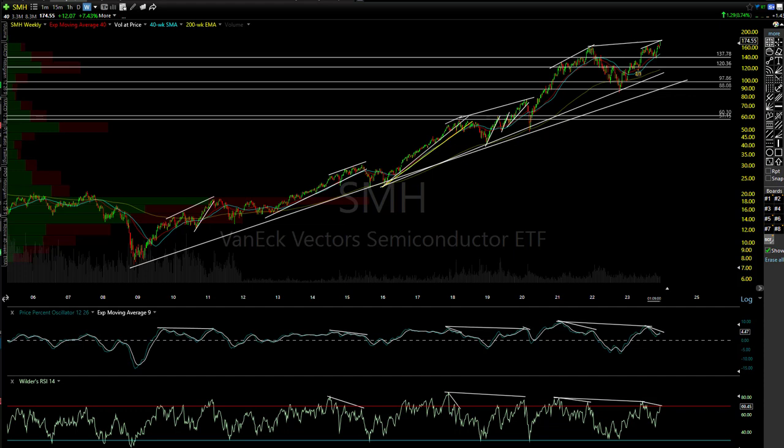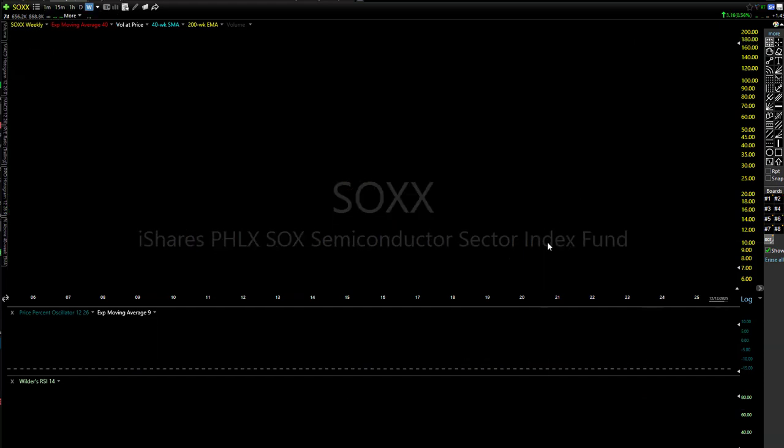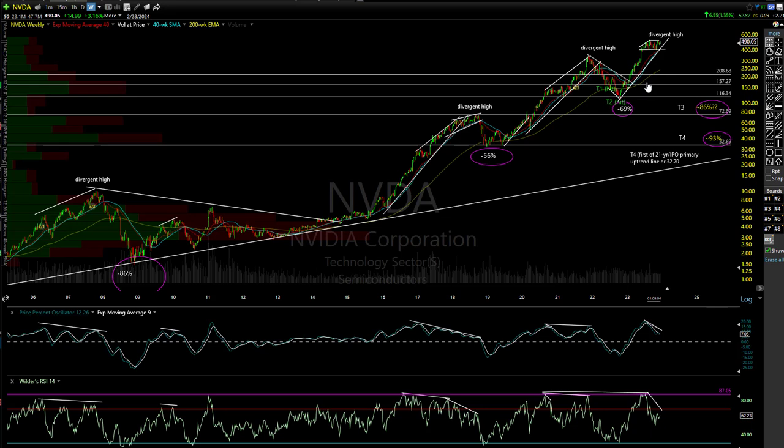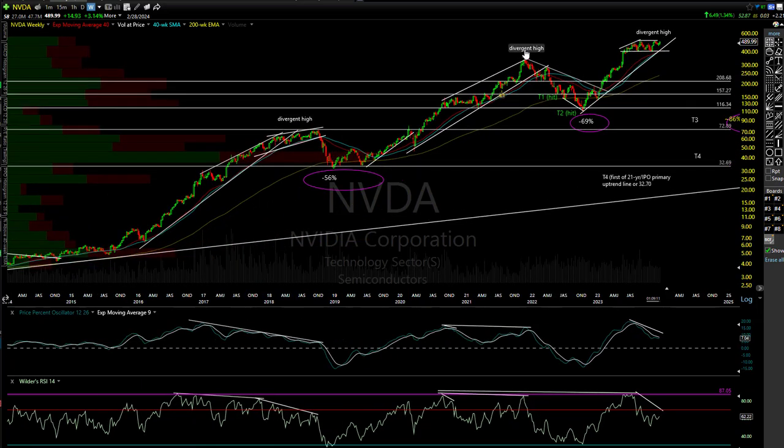Now I'm going to get into the individual names. Let me go to SOXX so it'll load that watch list. And I'm sticking with this weekly time frame for now. This is NVIDIA. This is the last divergent high. These were the targets I laid out literally before anybody knew there was a bear market coming or that we're in one.